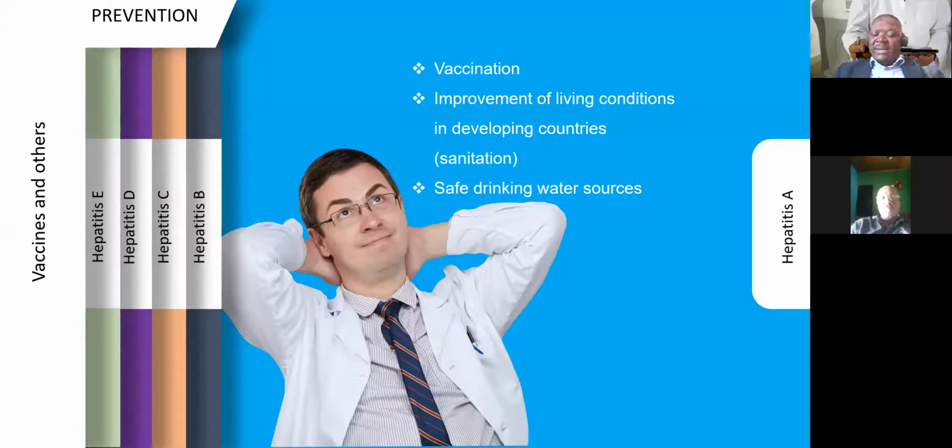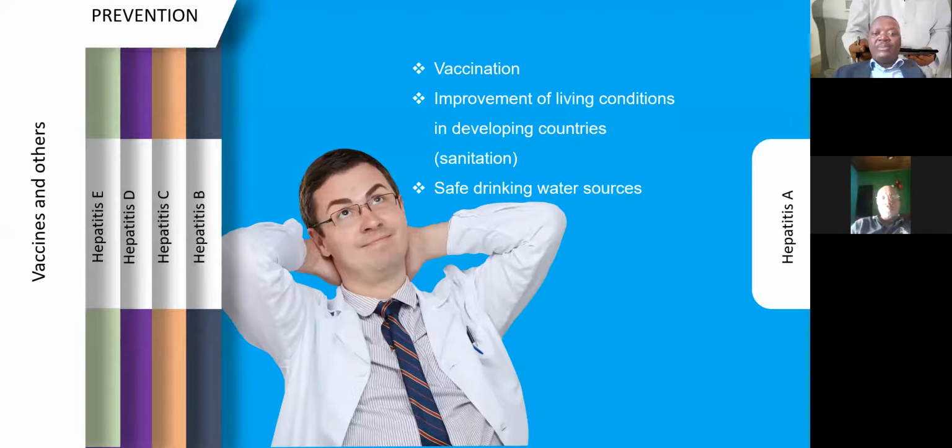That, again, is very important for many of you. Vaccination is available for 2 of these viruses, B and A, okay? For A, you vaccinate, especially if somebody is traveling to a country where there is high prevalence or an ongoing epidemic. You improve the living conditions of developing countries. Environmental sanitation has been very key in reducing episodes.